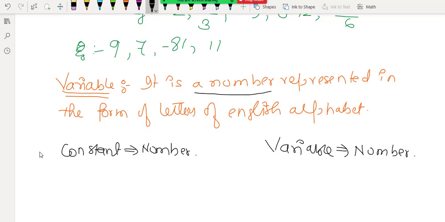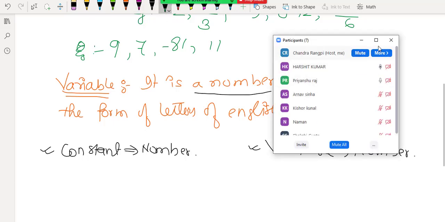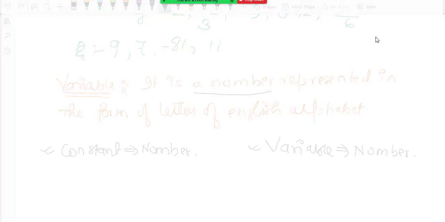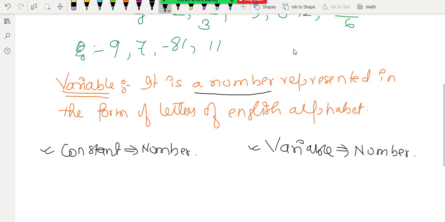Okay. So what is constant? Constant is a number. What is variable? Variable is also a number. Understood? Constant is a number and variable is also a number. Okay. So what is the difference between constant and variable?